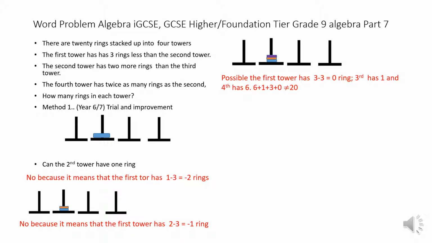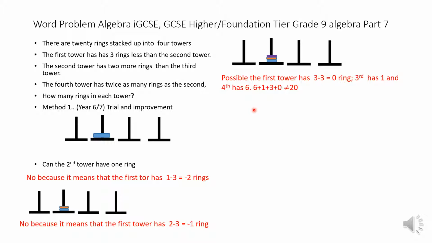Now, if having 3 rings in tower 2 is a solution, then for tower 3, we're going to have 3 minus 2, which is 1 ring, because tower 3 has 2 rings less than tower 2. And if tower 2 has 3 rings, then tower 4 must have 6 rings, because tower 4 has double the number of rings in tower 2, so it's going to be 6 rings.